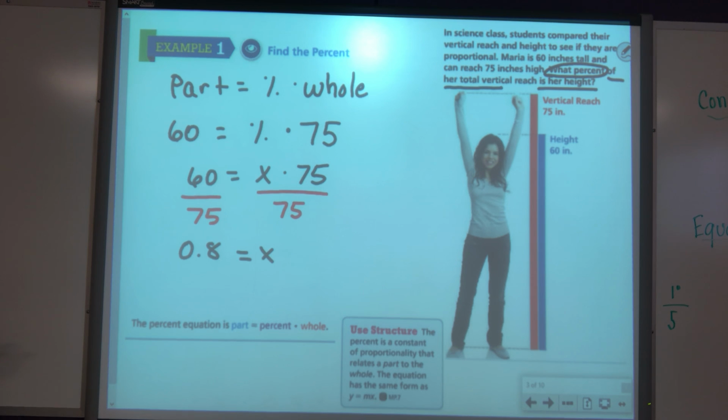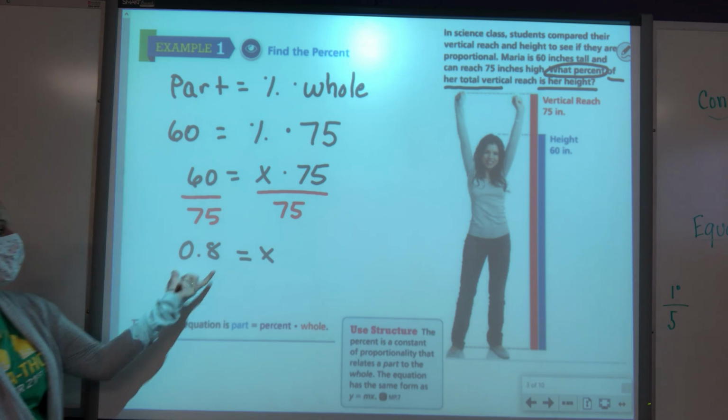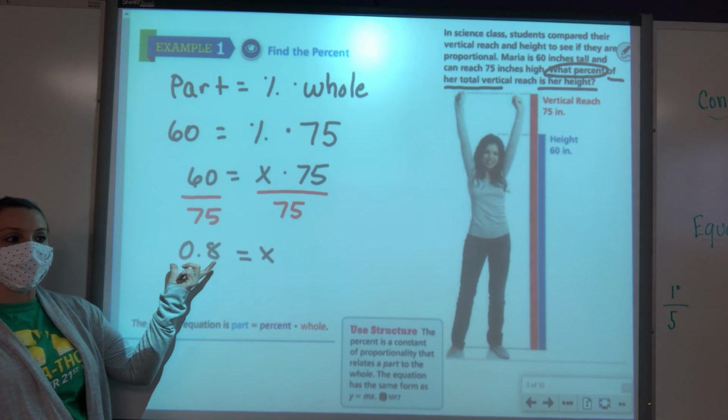Okay? What does that mean? That's the percent. That's our percent, right? But that's not written as a percent. So what do we have to do, Abriella? Move the decimal place. We got to convert this decimal into a percent.